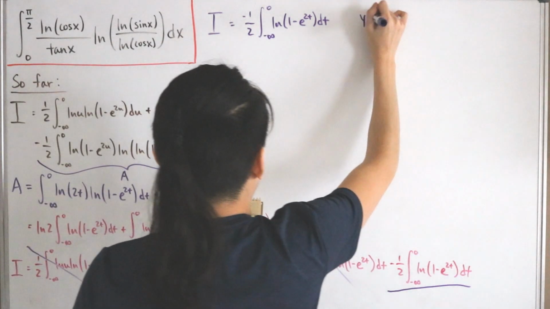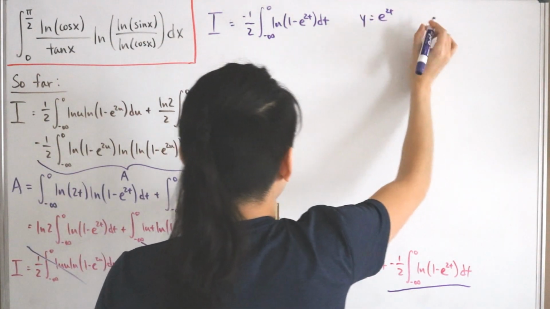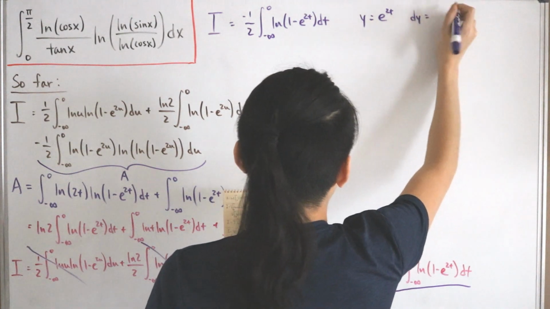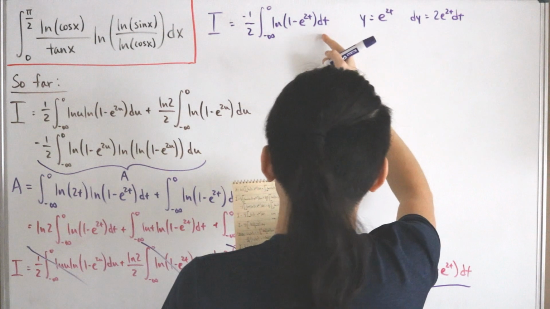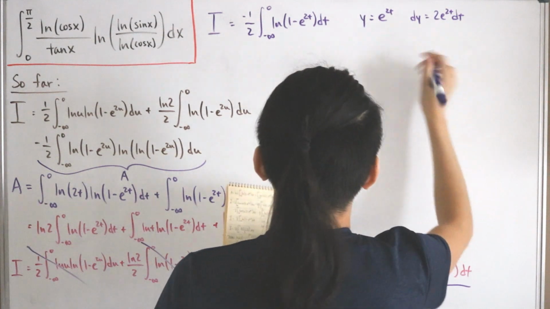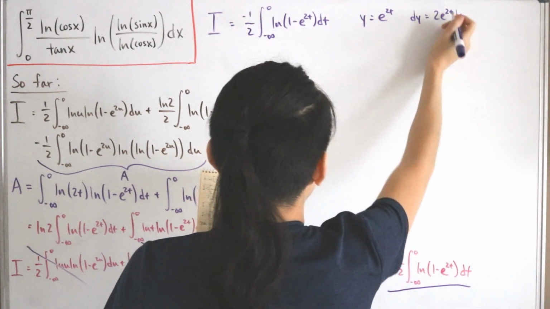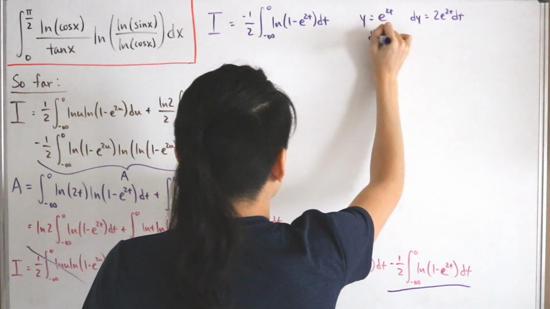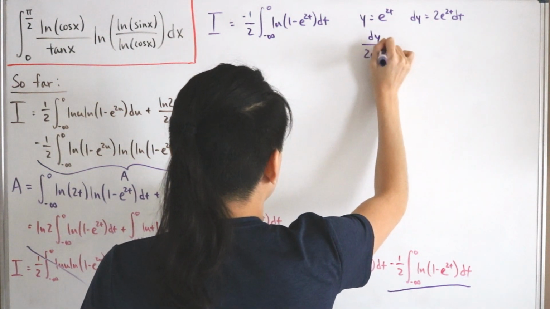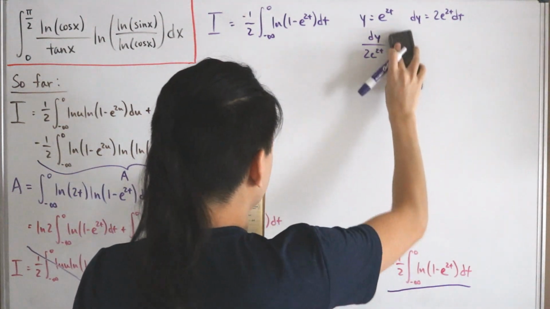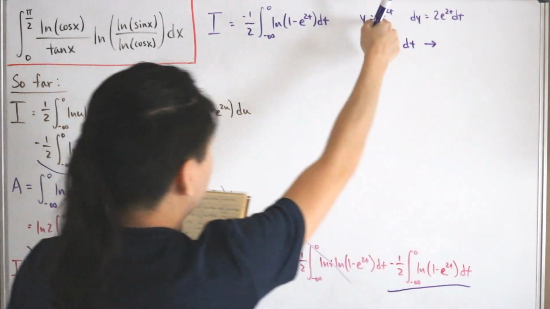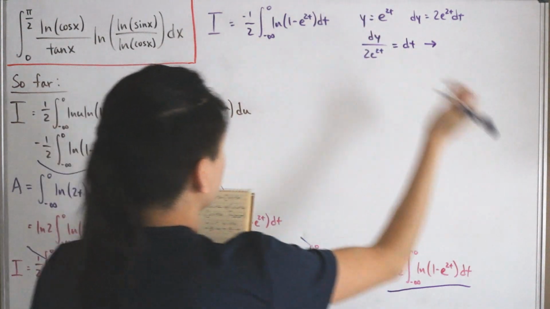Let's suppose we let y equal e to the power 2t, and differentiate both sides. We have that dy is equal to 2 times e to the power 2t, and then dt. Of course, we need to get it so that dt is on its own. We can fix that by dividing by 2e to the power 2t. So dy over 2e to the power 2t is equal to dt, and we set that y is equal to e to the power 2t, so we'll put that back here.